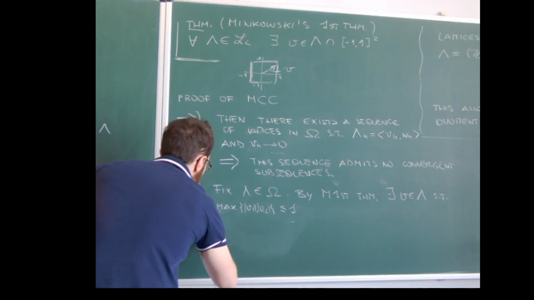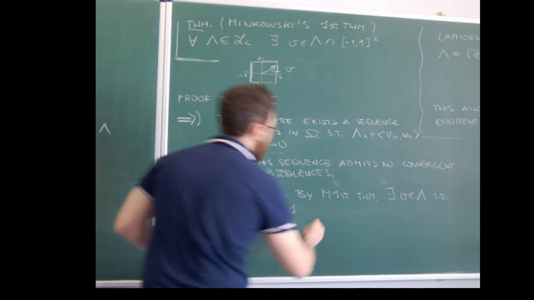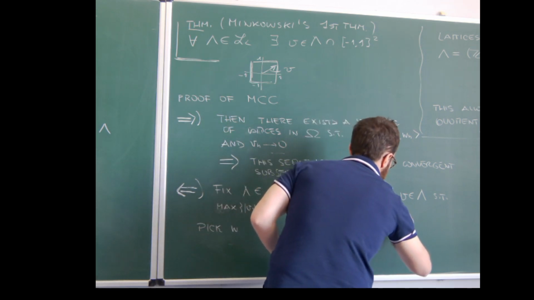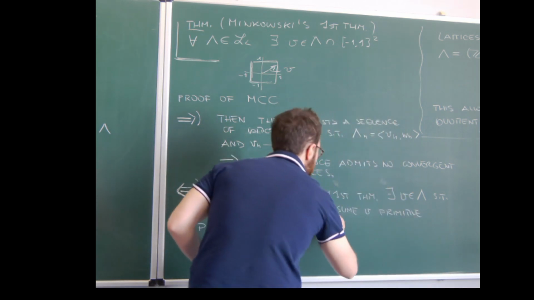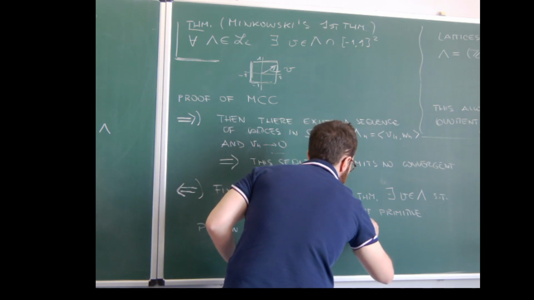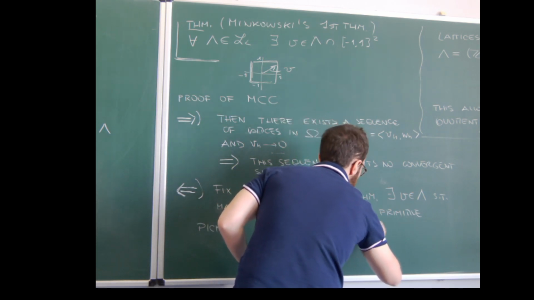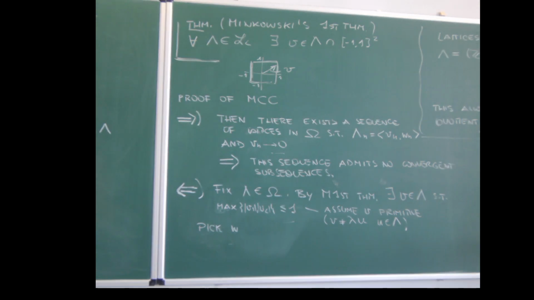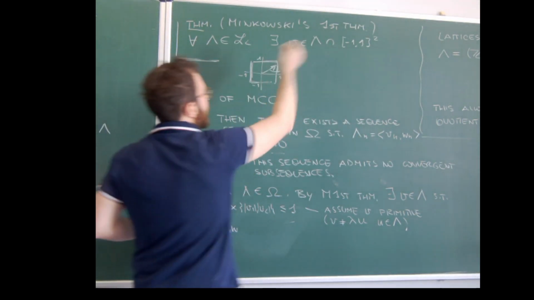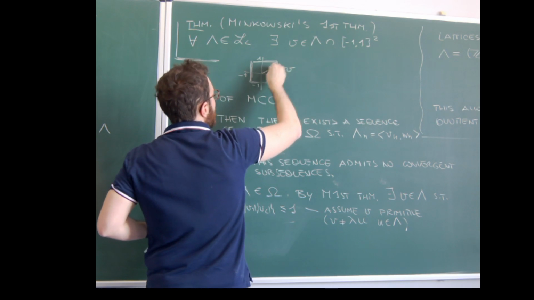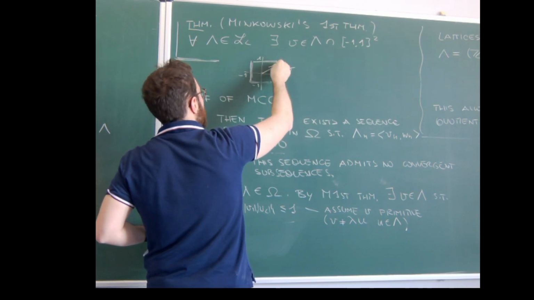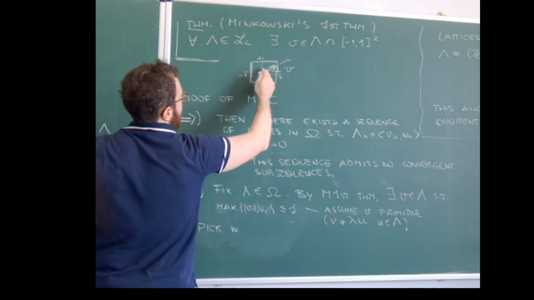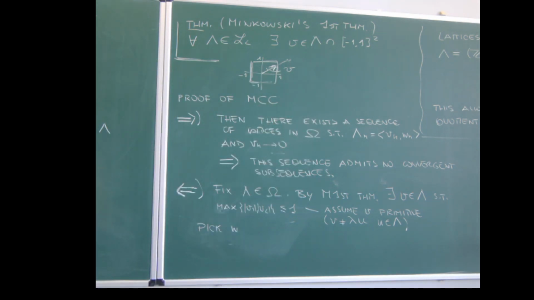So now pick v and assume v is primitive. By primitive, I mean v is not a multiple of another vector u in lambda. Okay, so I fix a lattice in omega. There exists a vector here. I take the shortest possible vector on this line, so I can assume it is primitive.